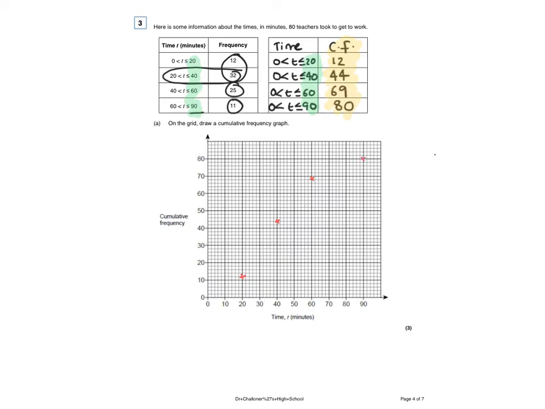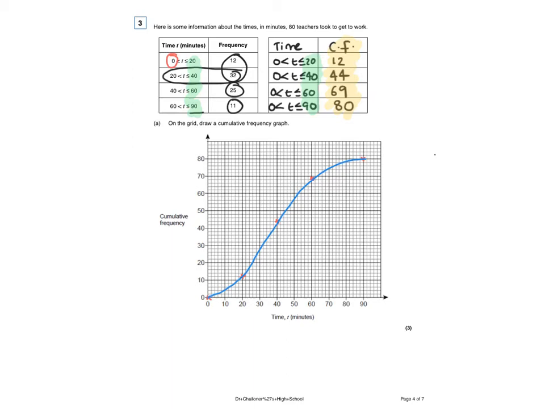Now, where does the graph start? Well, the first group starts at 0, so I can put a little cross there for 0. And again, I can either draw a smooth curve through the points like that. I've missed 2, so it's not as smooth as it could be, or I could join them up point to point. So this time I've drawn a smooth curve through the points rather than joining them up point to point with a ruler.